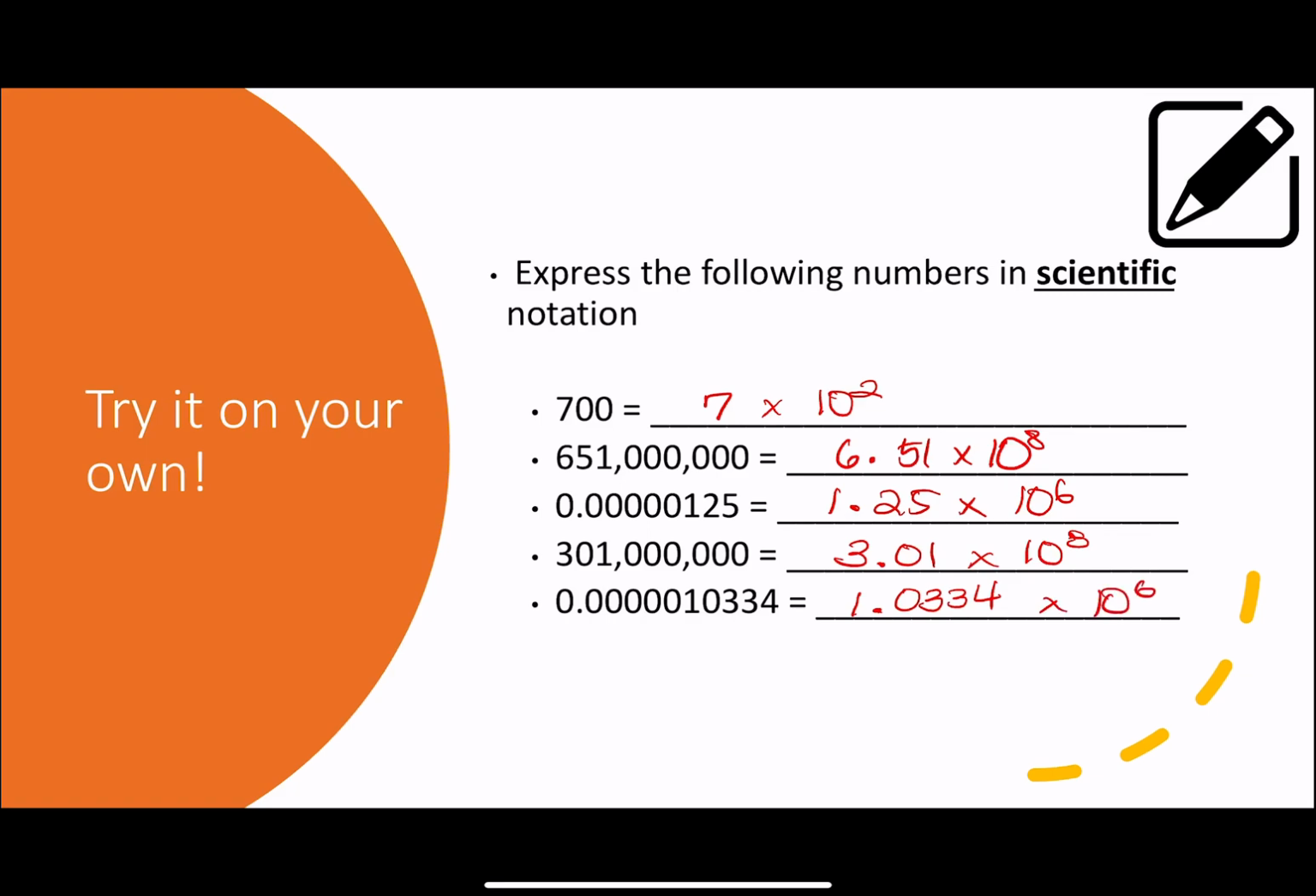So just something to pay attention to with these two right here. Hopefully you added these numbers. So there is a 0 in between those, but if there are still non-zero numbers there, you still need to include it. So hopefully you got the right answers for the last two there.